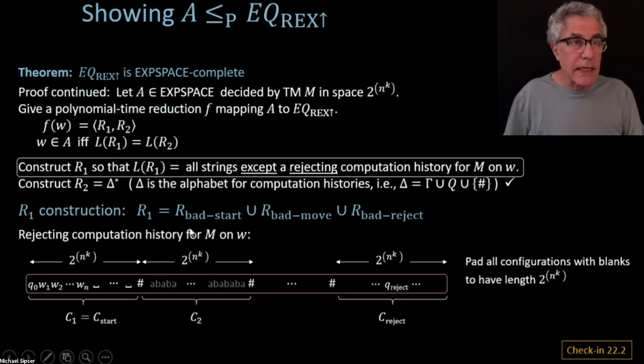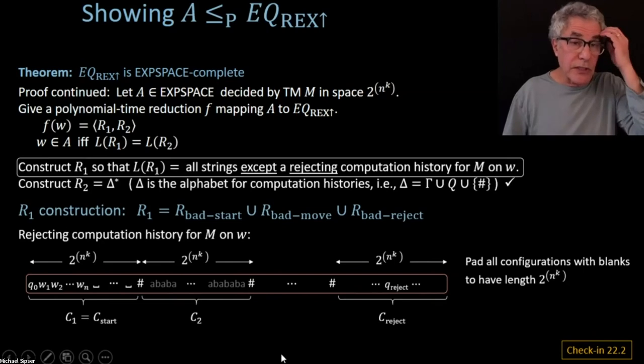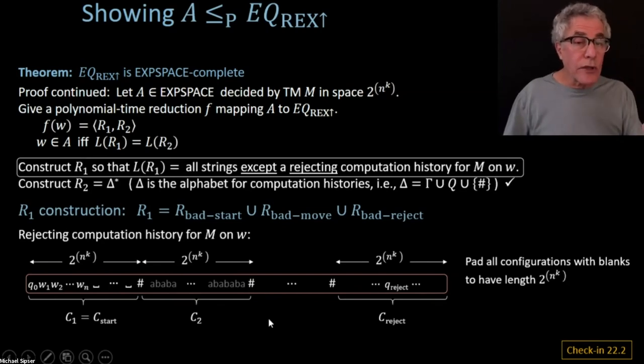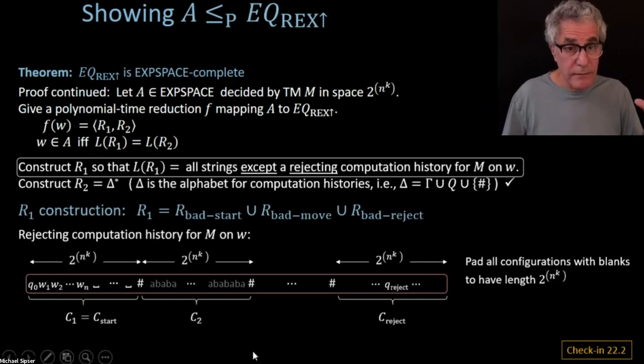So people are asking about the details of bad start. Yeah, that's yet to come. I have 2 more slides on this, so I'll tell you about how we're going to do those. So our bad start, it's a good question. Bad start is all the strings that don't start this way. We'll see it in a second. But our bad start is all the things that don't start with the start configuration. They're starting with some other junk.